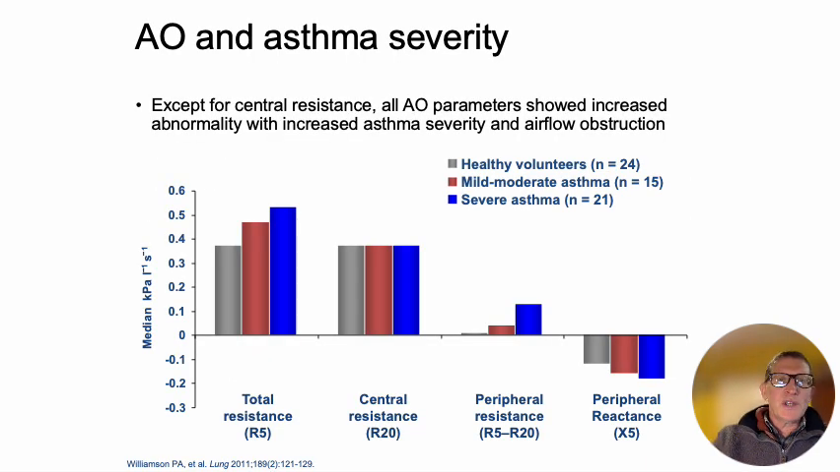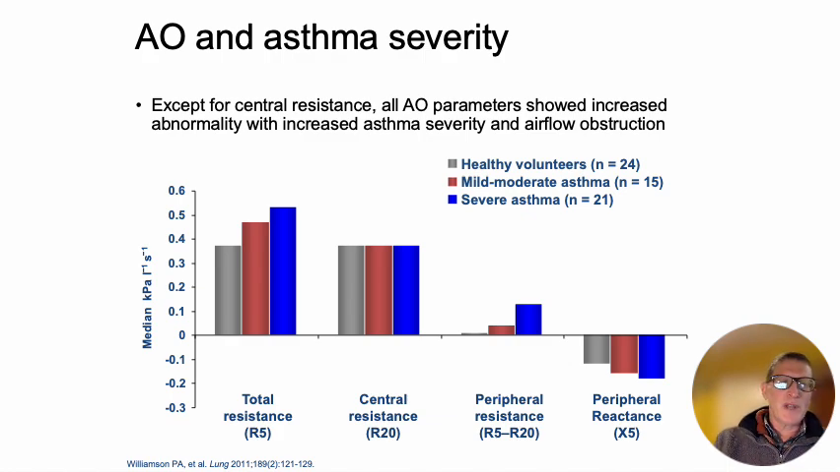So this is quite a nice graph to teach the relationship of airway oscillometry, or AO, and asthma severity. Here we have healthy volunteers, mild to moderate asthma shown in purple, severe asthma shown in blue. And you can see here that as you go from healthy to mild to moderate to severe asthma, there's a proportionate increase in total resistance at 5 hertz, but there's no change in central resistance at 20 hertz. So this is telling you very nice and clearly that asthma is not a disease of the large airways, it's a disease of the distal airways.